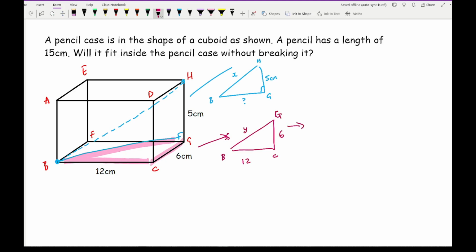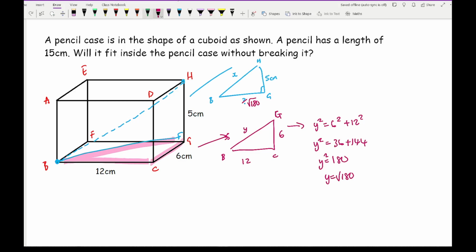So looking at this triangle here, I've got that y squared equals 6 squared plus 12 squared. So y squared equals 36 plus 144, which is going to give me 180. And so y equals the square root of 180. So this length here is now the square root of 180.